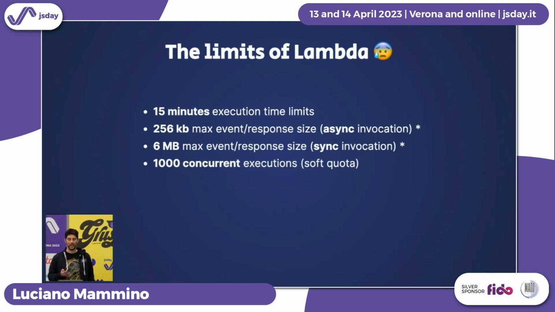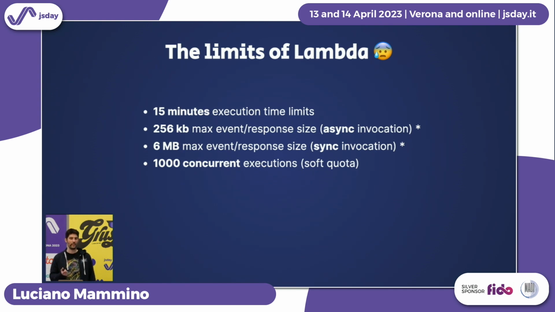Then there is another interesting limit, which is the limit of 1,000 concurrent executions. And if you think about what I just showed you before on how Lambda works, that kind of technically means that you cannot have more than 1,000 Lambdas running at a given time, which you might be thinking means that you cannot handle more than 1,000 requests at the same time. So let's say 1,000 requests per second if you have very fast requests. Now, this is not entirely true.